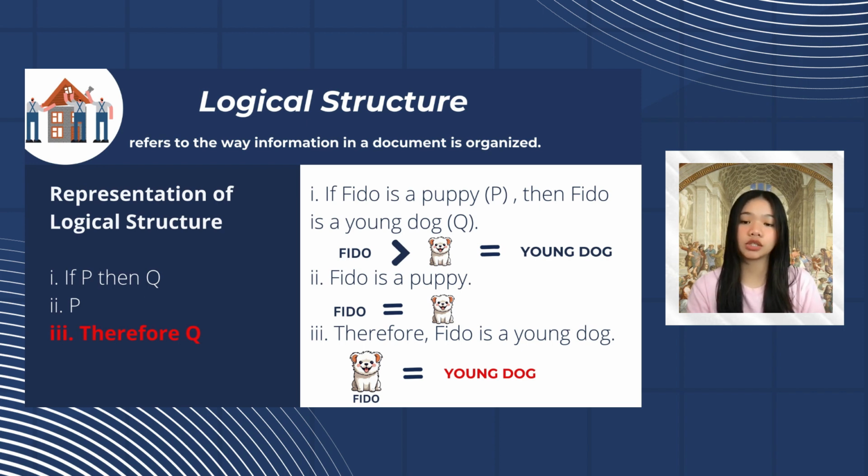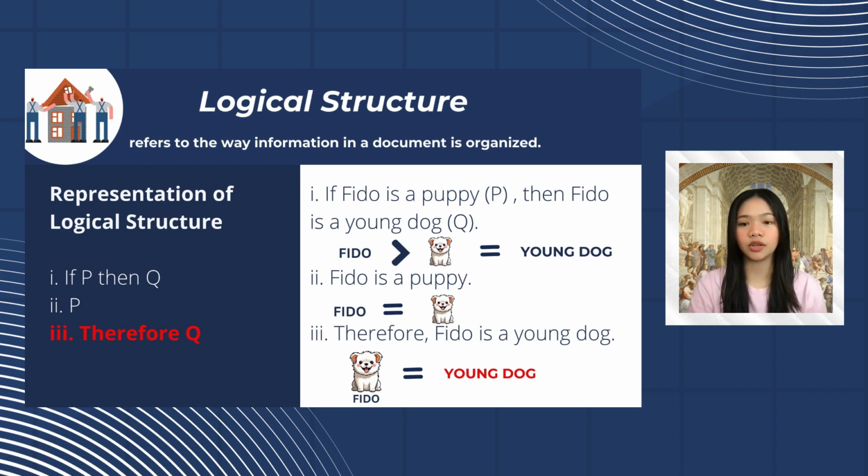The difference between a logical form and a logical structure is the stripping off of the content. In the example given earlier, Fido and puppy were present, but in forming a logical structure, the content is extracted, leaving only the structure of the argument. We can see here that the statement Fido is a puppy is replaced or represented by P. Consequently, the statement Fido is a young dog is replaced or represented by Q. After we have formed the logical structure of an argument, we will be able to identify the argument form.